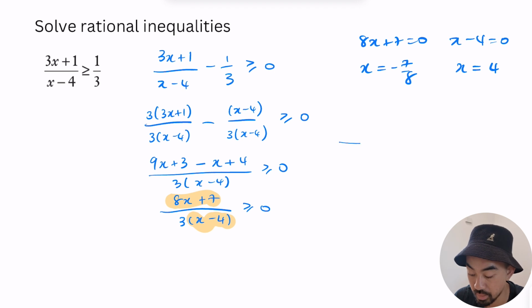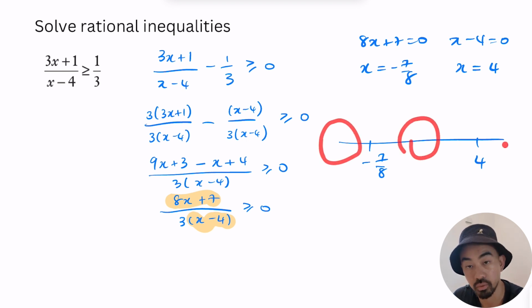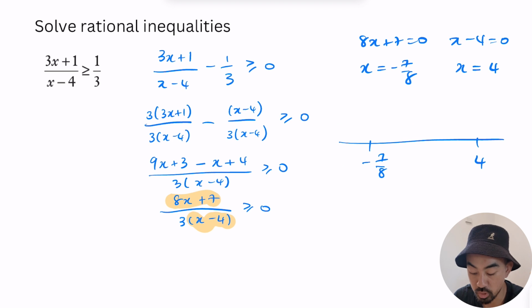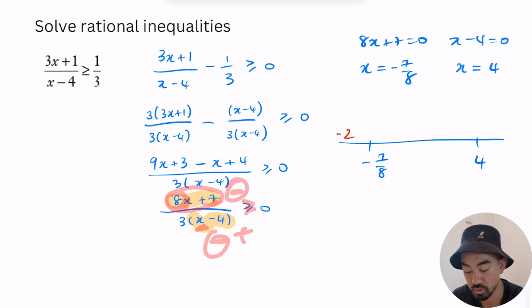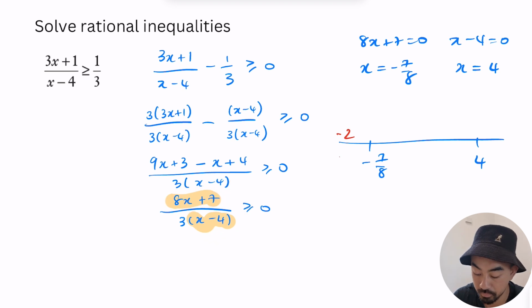So once again, draw up a number line. Minus 7 over 8 and 4. We're going to have 3 regions, 1, 2, 3. So what's a number smaller than minus 7 over 8? Let's say minus 2. All right, so let's put in minus 2 here. So minus 2 times 8 is minus 16 plus 7. That's going to be a negative. Minus 2 minus 4 is going to be also a negative. It's minus 6. So 2 negatives make a positive, which is greater than or equal to 0. So that is going to work.